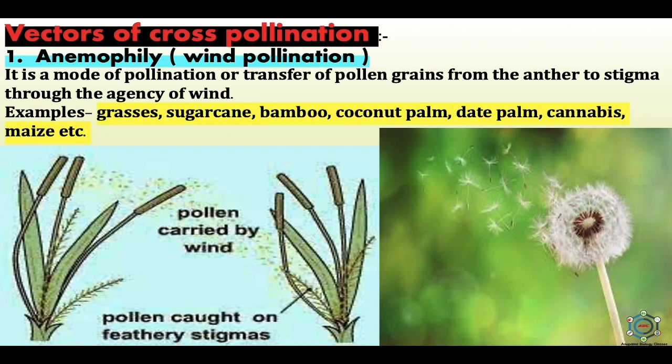And the main thing in case of wind pollination is that the pollen grains are small, light, dry, dusty, and sometimes winged, so that they are easily blown away to long distances, up to 1300 kilometers. And the flowers are well exposed to the air. So they show wind pollination.